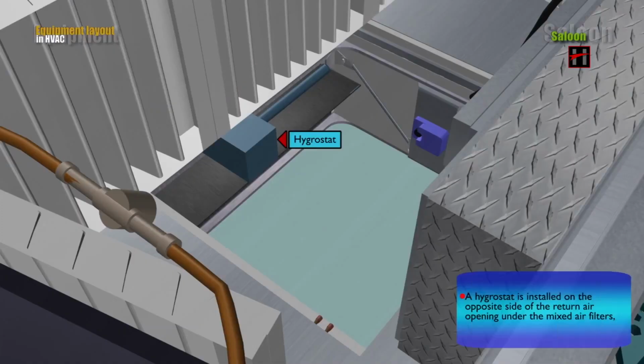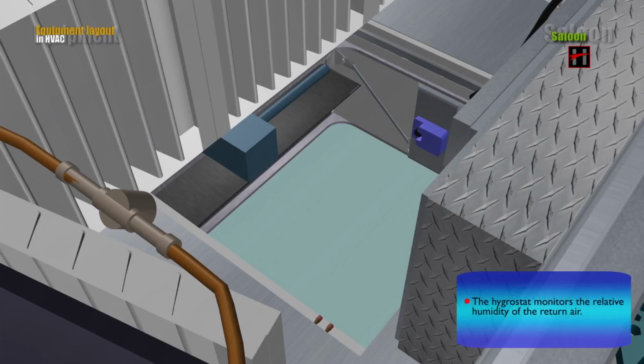A hygrostat is installed on the opposite side of the return air opening under the mixed air filters. The hygrostat monitors the relative humidity of the return air. If the relative humidity exceeds 60%, the air conditioner will initiate the dehumidification mode.